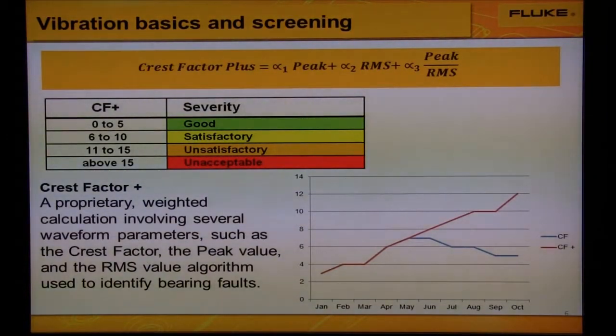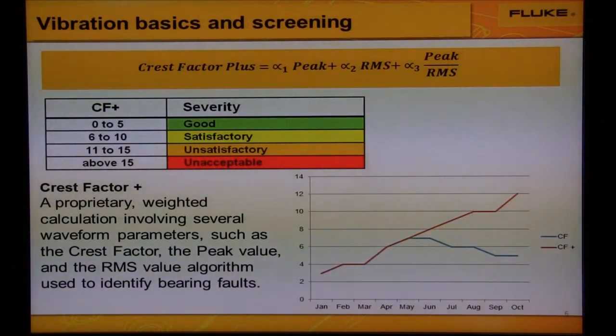In an effort to overcome this problem with crest factor, the Fluke 805 utilizes a proprietary algorithm known as Crest Factor Plus. The Crest Factor Plus algorithm, seen at the top of the slide, includes the traditional crest factor value, but adds a value from the RMS noise floor to reflect damage seen as the bearing worsens. This is a significant step forward from traditional crest factor vibration because the output value, Crest Factor Plus, increases continually as the bearing damage worsens.